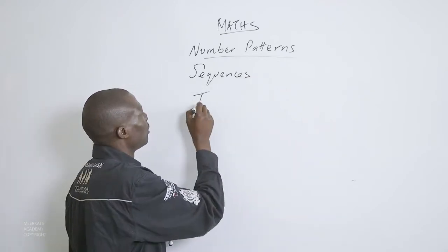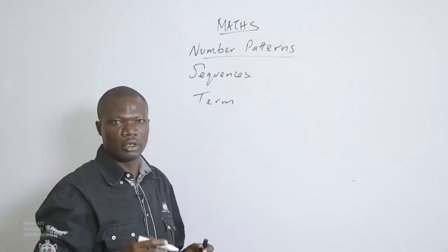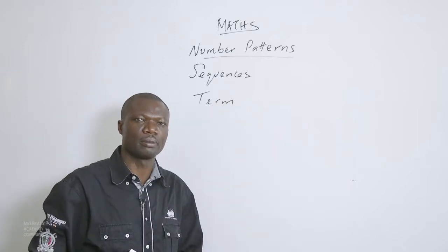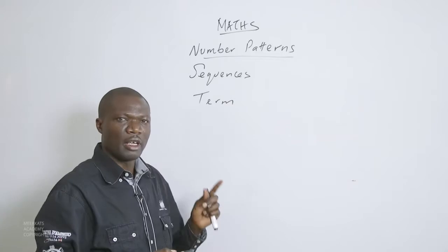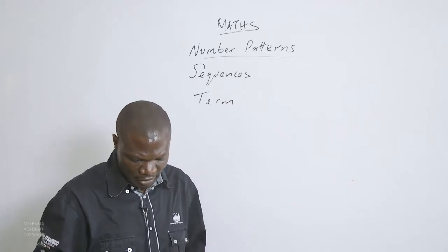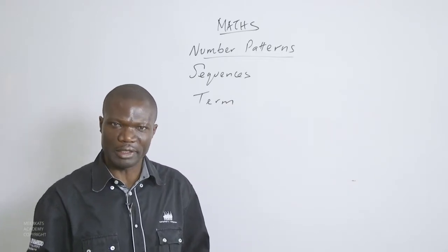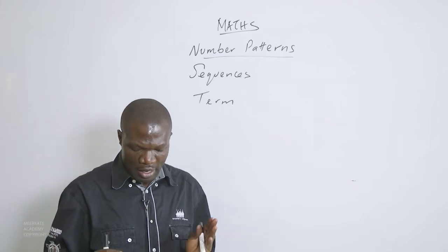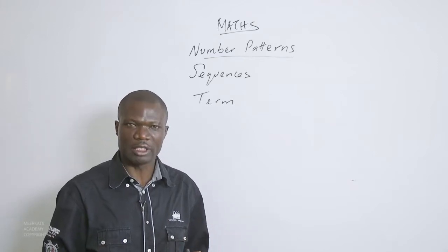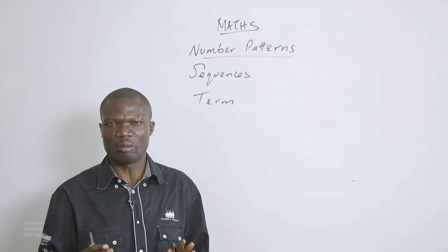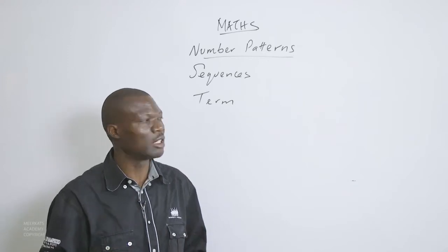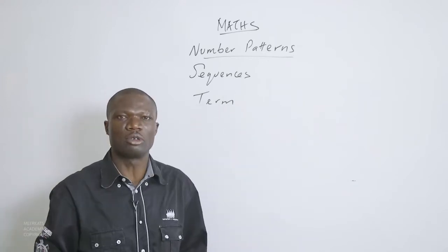and what we call a term. Now, number patterns are also known as sequences. And these sequences are formed by certain numbers. Each of these numbers is what we refer to as a term.